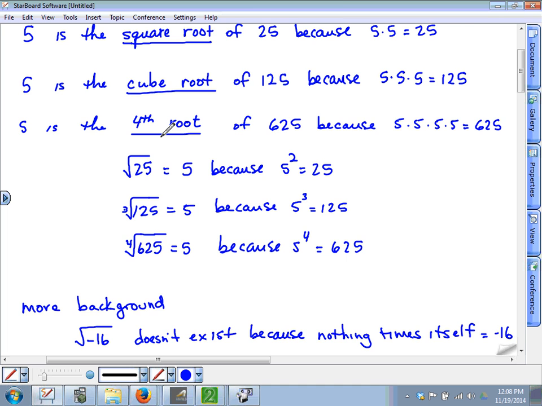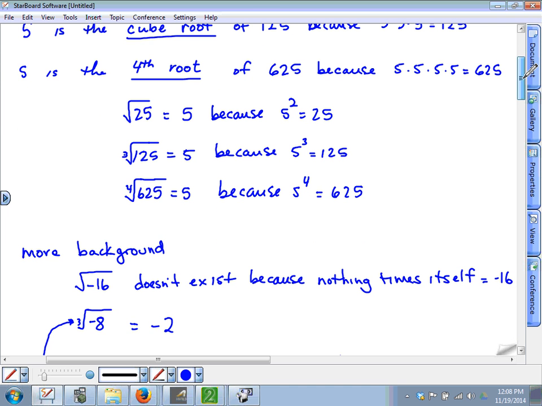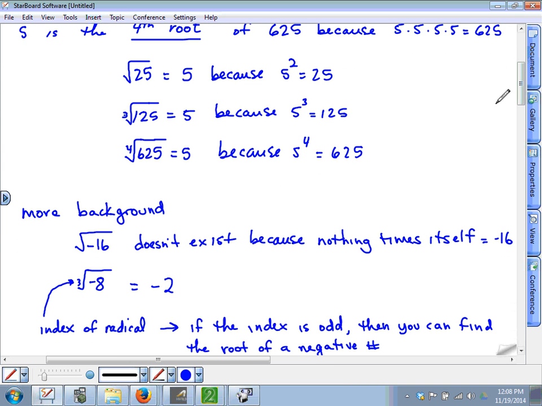So is it possible to cube root negative 8? Yeah. The answer is negative 2. So how do we know when it is possible to do negatives and when it isn't? When what's odd? The index. We need to write that down. If the index is odd, then you can find the root of a negative number.